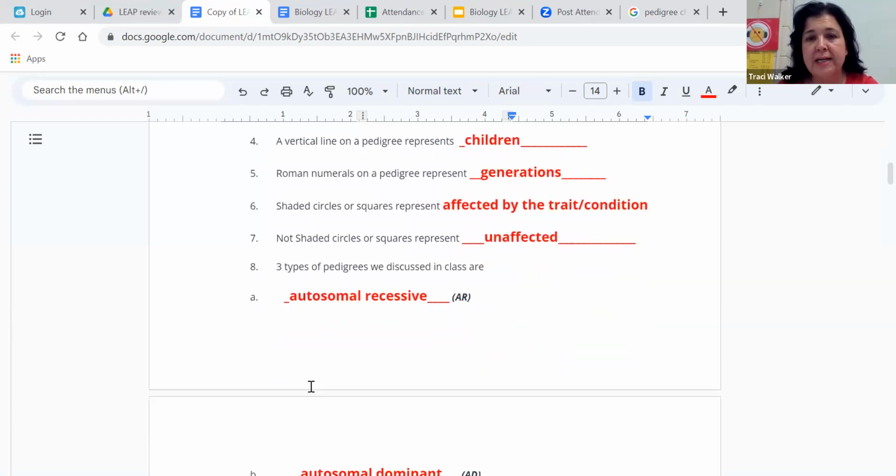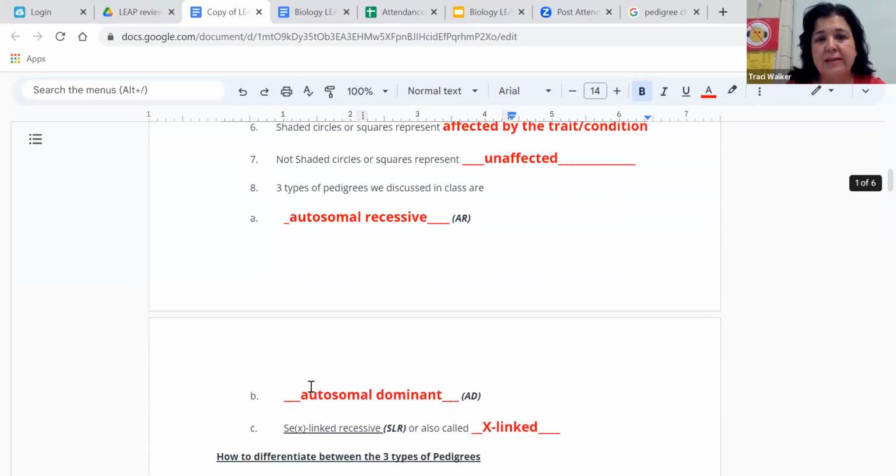There are 3 types of pedigrees that we might look at. One of them represents an autosomal recessive trait or gene. The other one is an autosomal dominant gene. And then the final one is a sex-linked recessive, also called X-linked. So what does that mean, X-linked, and what does autosomal mean? You know what recessive and dominant mean from the previous video on Punnett squares, but what is that autosomal business?